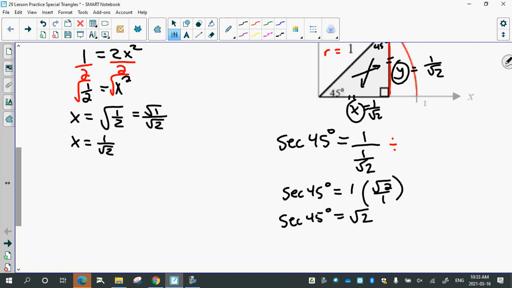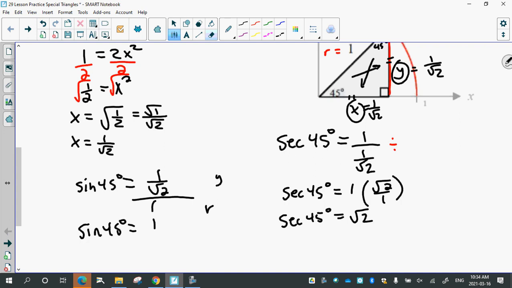Okay, and I can do that for any one of them. I could find the sine. The sine of 45 degrees is the y value, 1 over root 2, over the r value, which is 1. So I'm just using the y value divided by the r value. Everybody get there? Sine of 45 is the y value divided by the r value. This is the y. This is the r. When you divide by 1, does anything change? So the sine of 45 degrees is 1 over root 2.